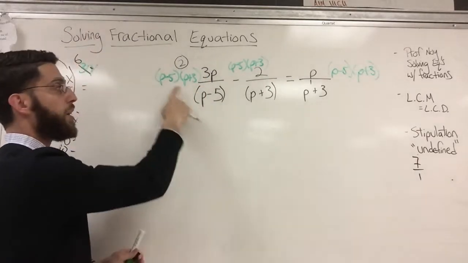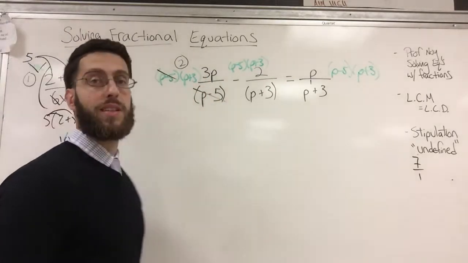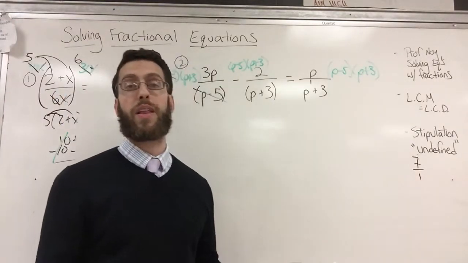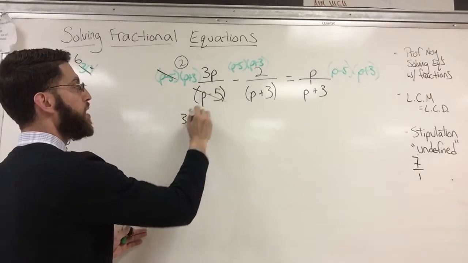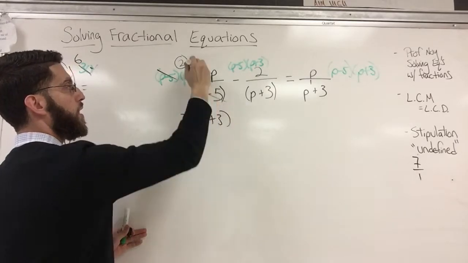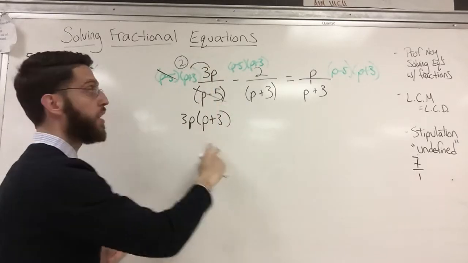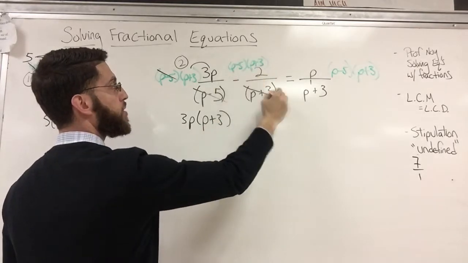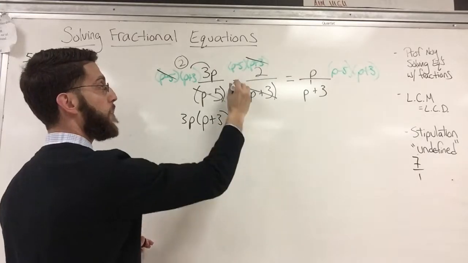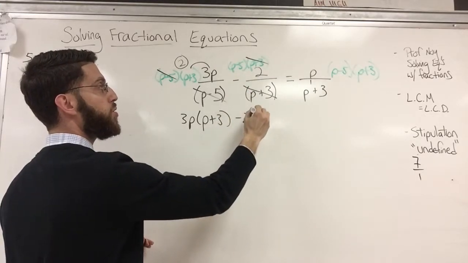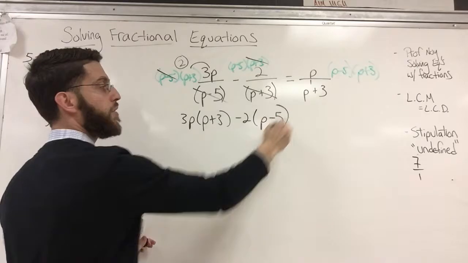So what happens, p minus 5 and p minus 5 is no coincidence that they cross cancel right away. That was the whole point. Goodbye, denominator. So what's left? 3p times p plus 3. These two things, terms. Now here, p plus 3 is on the bottom, p plus 3 is on top. Goodbye. And I have a minus sign, so I'm going to put minus 2 times p minus 5.